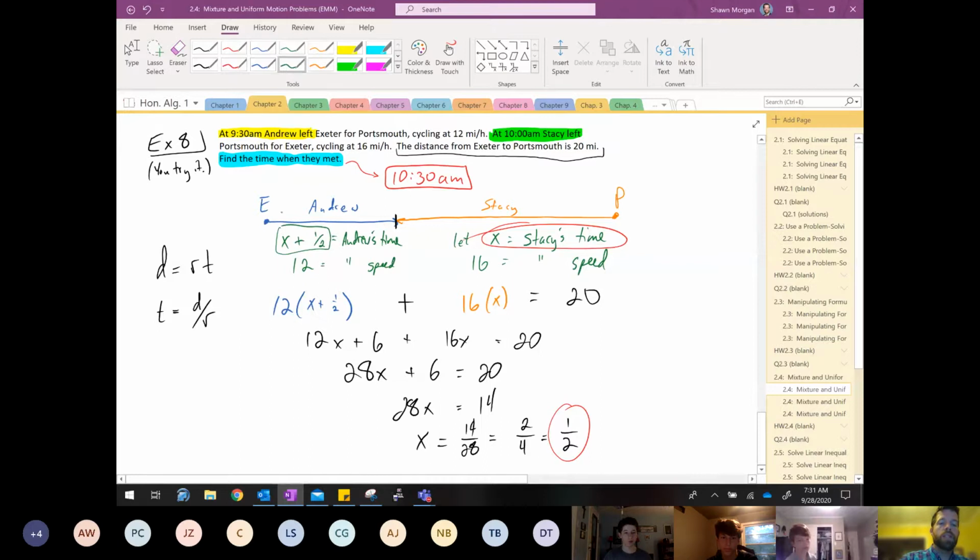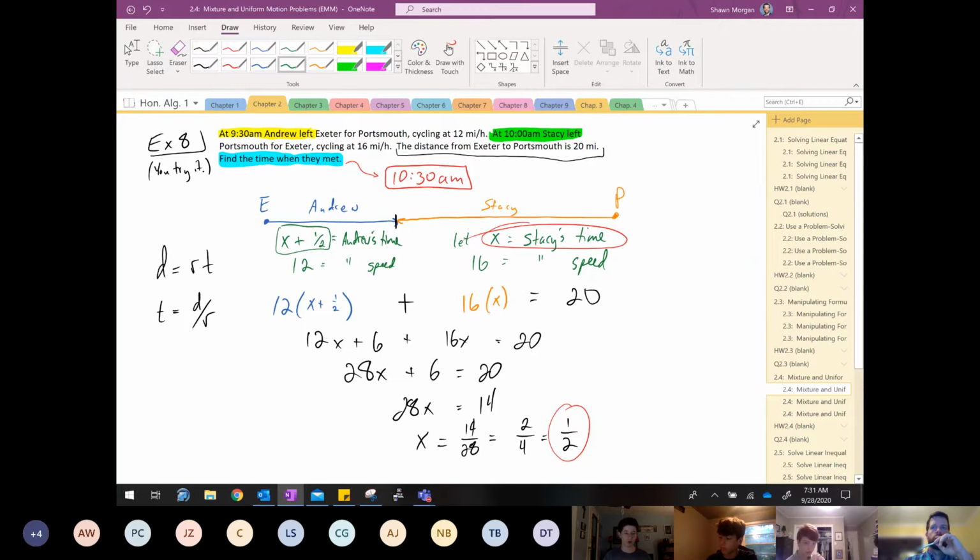And that makes sense because look at what Andrew's time was over here. Andrew's time was x plus 1/2. Well, that means how long did Andrew ride his bike? He rode for a full hour, right? So if x equals 1/2, then that answers our question for us in a sort of roundabout way. Okay. Any questions that you guys would like to ask about that rate, time, and distance question?